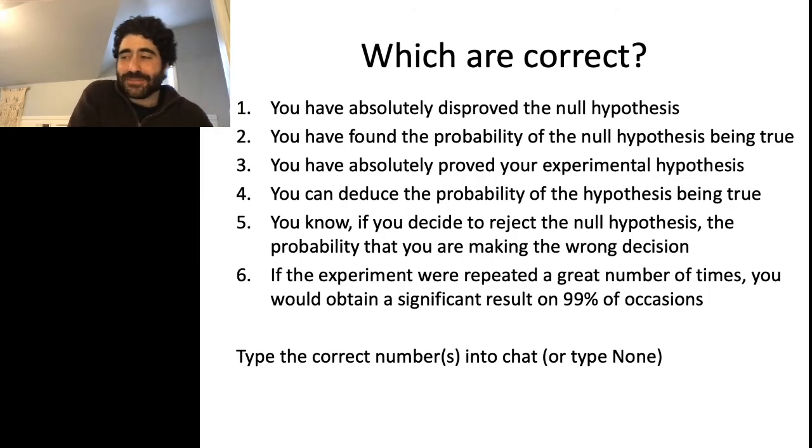Okay, so 5 and 6 are definitely the trickiest. 5 is, if you decide to reject the null hypothesis, the probability you're making the wrong decision.